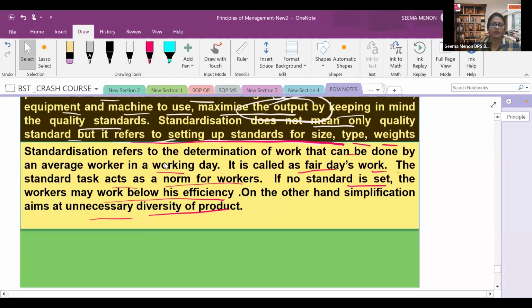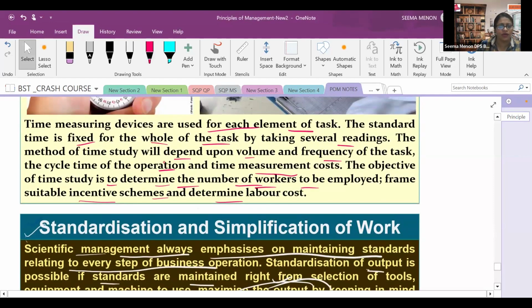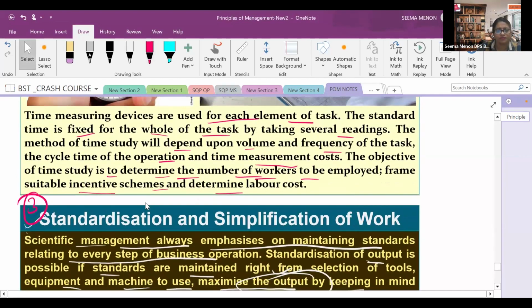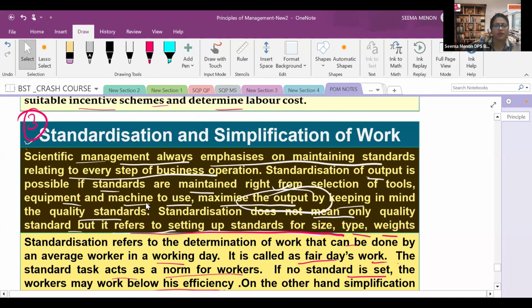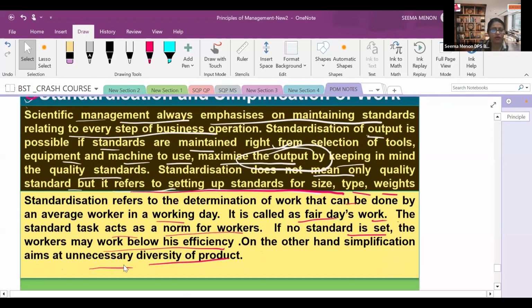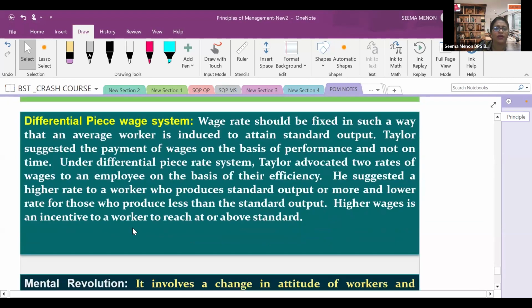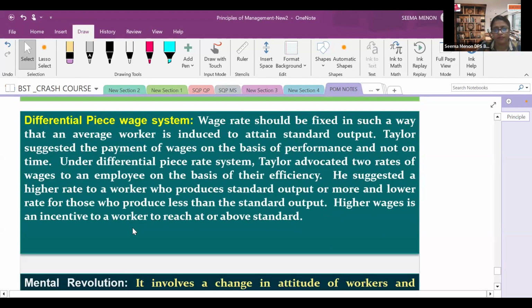So that was the third one. After the third one, we are moving ahead to the fourth one. Determination of the work: in the case of a factory, there should be a standardized work time. That will give them a quality standard in the output. They will not get tired, etc., if they are working for a standard time.